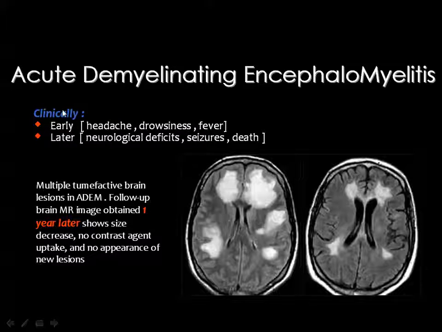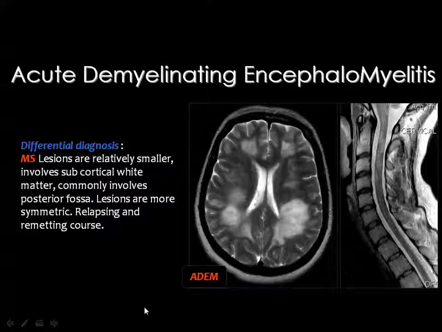First, you should know some issues about the clinical picture of these patients. Early in the disease, they present with headache, drowsiness, and fever. Later in the disease, neurological deficits, seizures, and maybe even death. Then you see this is a patient with acute demyelinating encephalomyelitis. The FLAIR image shows large patchy areas of high signal distributed throughout both cerebral hemispheres. The lesions may affect the cortex, but commonly they are located in the white matter. And this is the follow-up obtained 1 year later, and you can appreciate the partial regression of the lesions.